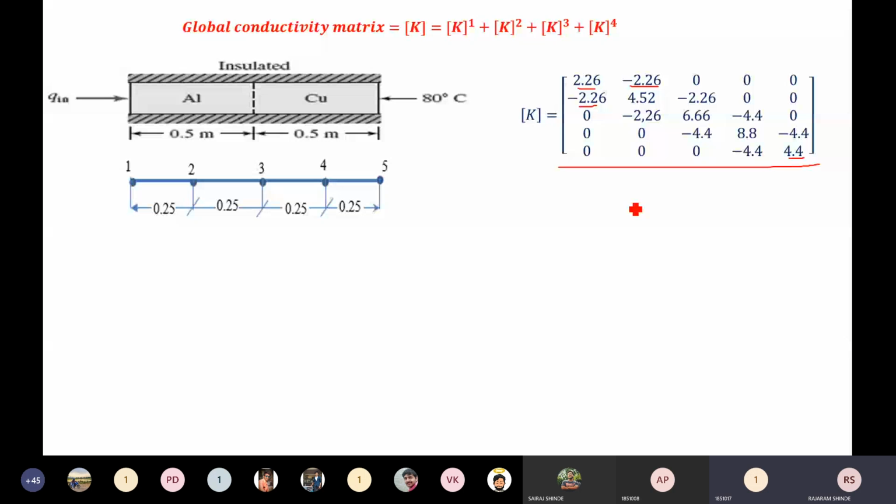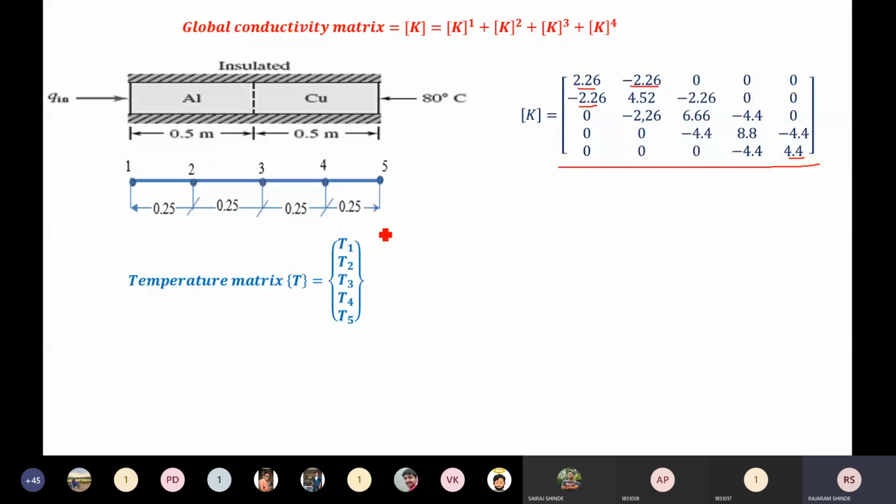Okay. Next one, after getting this global conductivity matrix, you go for the temperature matrix and heat flow matrix. Now here this is a temperature matrix. You can see here there are 5 nodes and you will get the temperatures at 5 locations. Now after that, here there is a small change in your heat flow matrix. Why that small change is required, I will tell you.